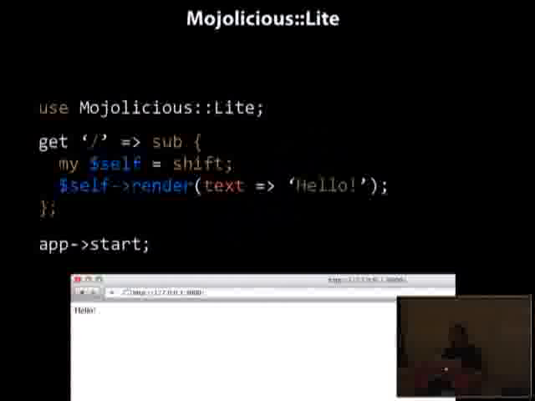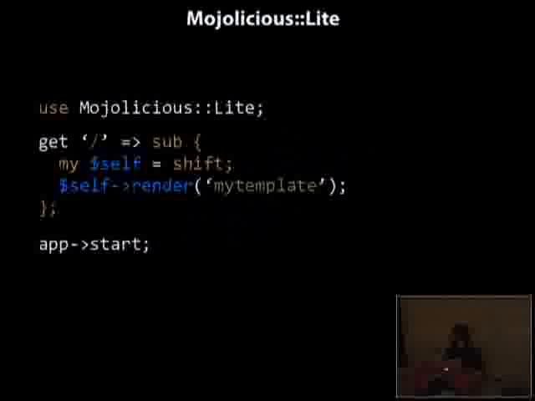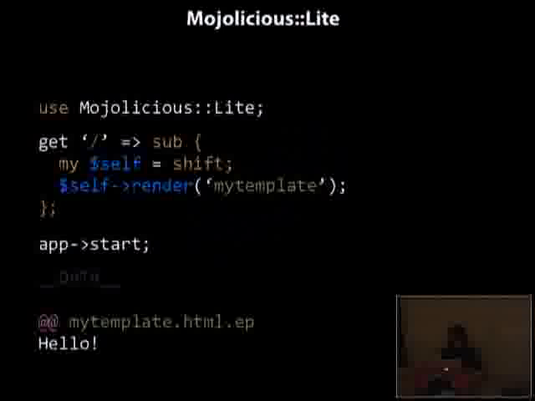Now this is all well and good, but it's kind of useless. We need to define our document. We need to write HTML. We want to define exactly what it looks like. So we can render it to a template. We'll call it my template. Since Lite apps are one file, we can just take that template and drop it right at the bottom of the file. Now this does the exact same thing. It's just offloaded the text to the template.